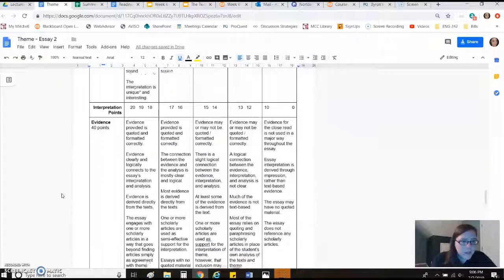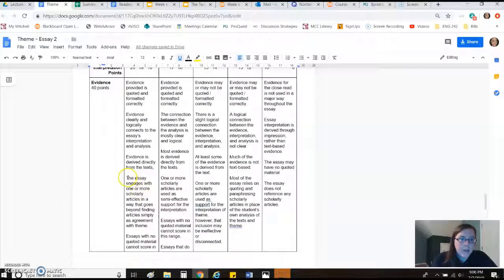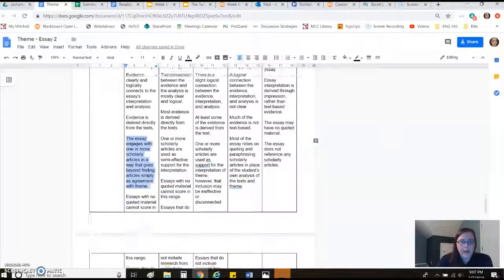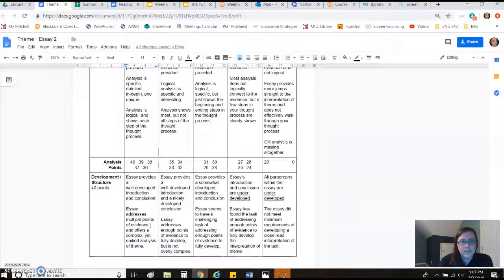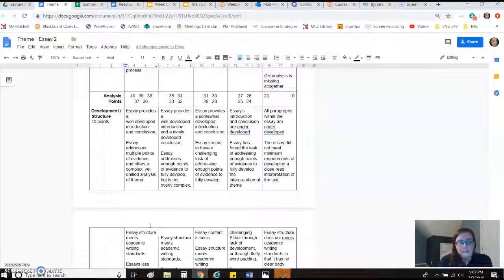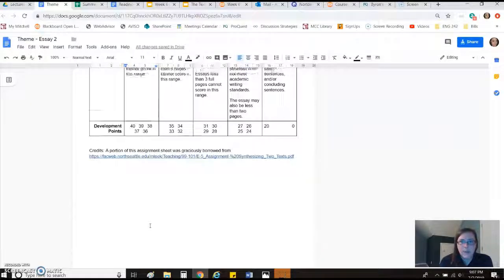But here in evidence, this is where I have added that the essay engages with a scholarly article. So any paper where you want to score in the A range for evidence really needs to engage with a scholarly article and not just use it in agreement with your ideas. I'm going to talk in another video about scholarly research, so I hope that will help you find a good scholarly article to use. But that's where I'm housing that component of this assignment. So I think that covers everything. I'm not going to look through the whole rubric. That would be annoying.